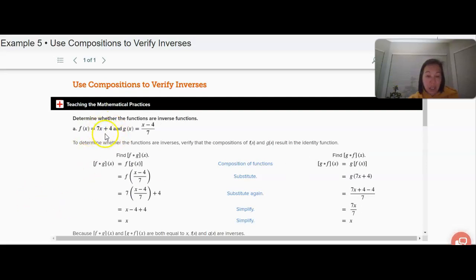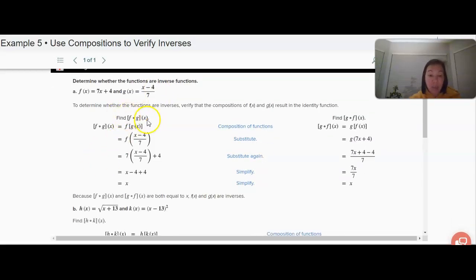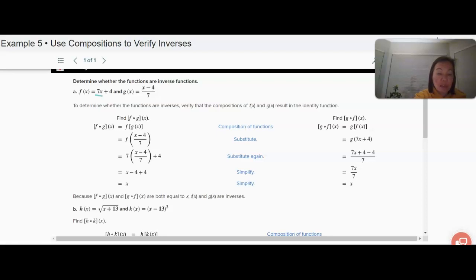Just looking at this offhand, this function takes x and multiplies it by 7 and adds 4, and this one divides by 7 and subtracts 4. So they look like they could be inverses. But what we have to do is actually find the composition, f of g of x. And f of g of x means I'm going to replace this x with g of x. That's what's done right here. So 7 times g of x plus 4. The 7's will cancel out. X minus 4 plus 4 cancels out, and we are left with just the x right here.